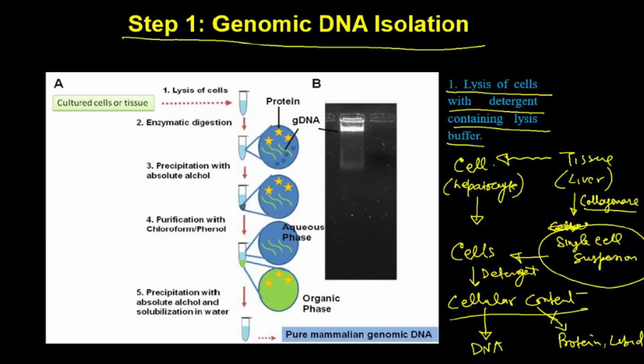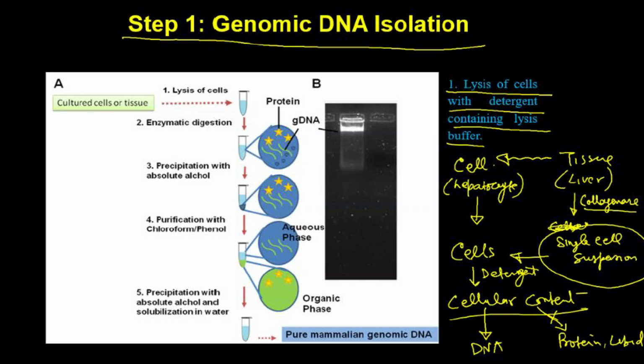So first of all, genomic DNA isolation. You have studied plasmid isolation in the previous lectures, and this is also a similar kind of process. Lysis of the cell will be done, then enzymatic digestion of the whole thing, so that the proteins and the RNA can be digested. Then the precipitation of DNA from the whole pool will be done. After that, the purification will be done. If any leftover protein or RNA is still there, it will be removed.